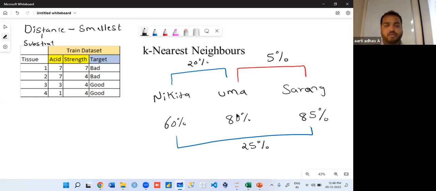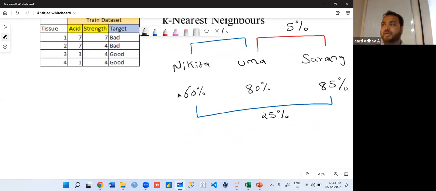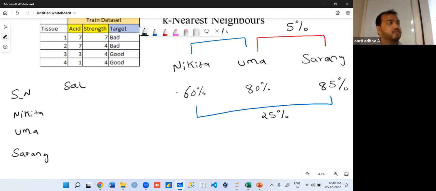Okay. Now the data which you have written this way, let me convert it to table format. Student's name, which is Nikita, Uma, Sarang. Let me write their mark score in SQL. Example, 60, 80%, 85%. Example. The marks score in your, let's say, Python.